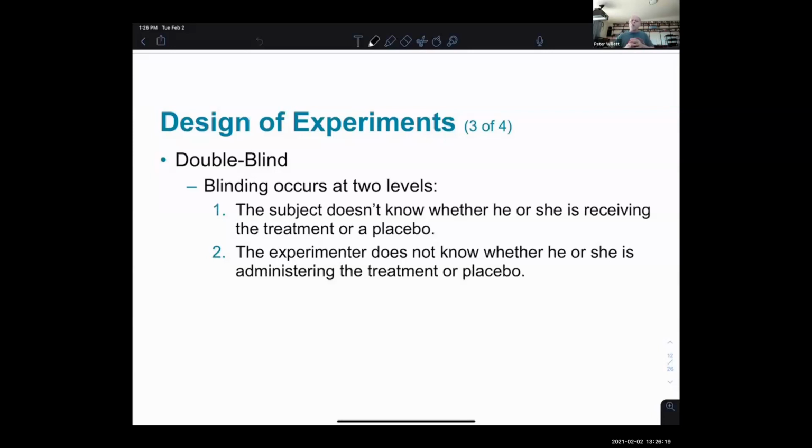And therefore the recording of the information, and they have no ability to influence the results either. And so that's called a double-blind experiment.